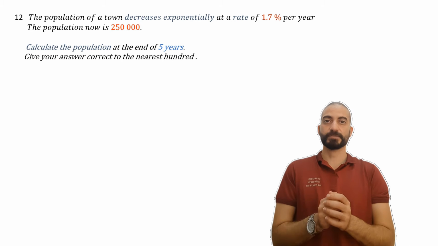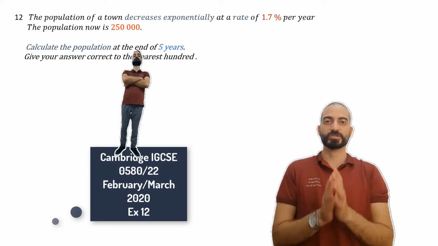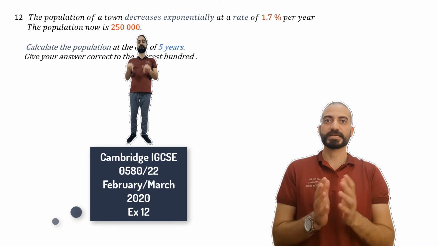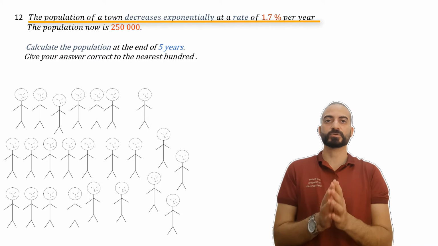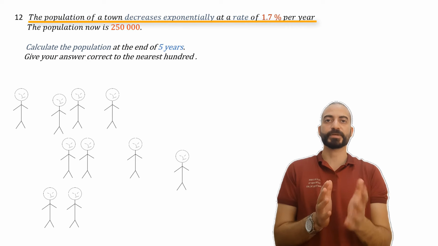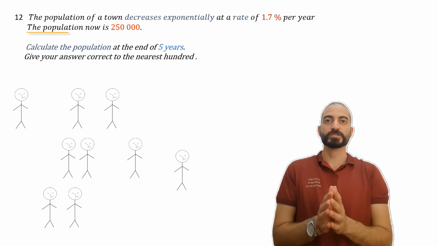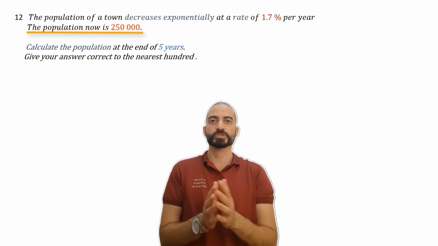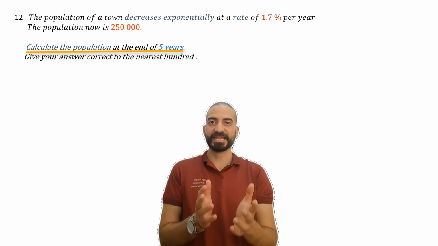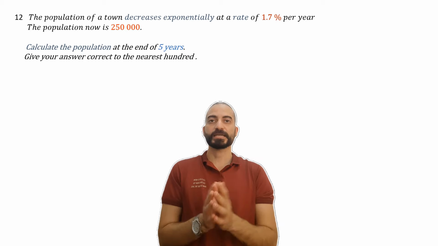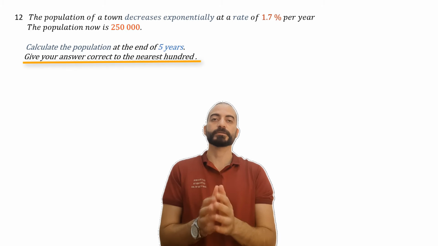Hello everyone, we will start by solving question 12 of the Cambridge IGCSE 2020 exam. He tells us that the population of a town decreases exponentially at the rate of 1.7% per year. The population now is 250,000. Calculate the population at the end of 5 years. Give your answer correct to the nearest 100.